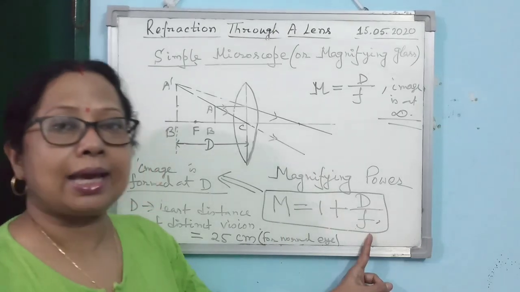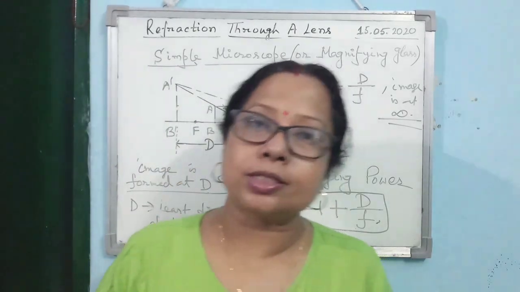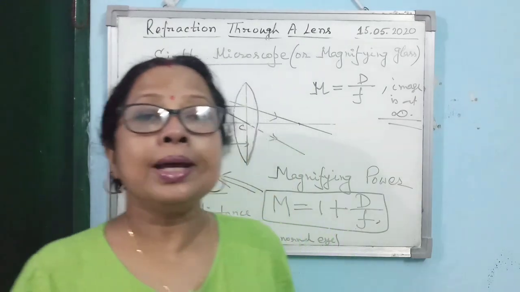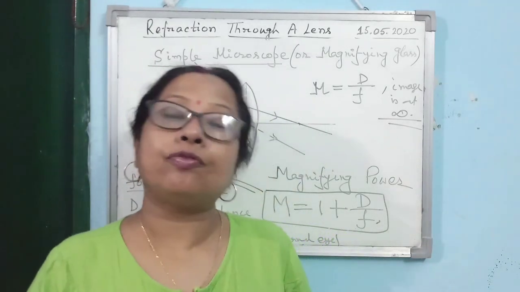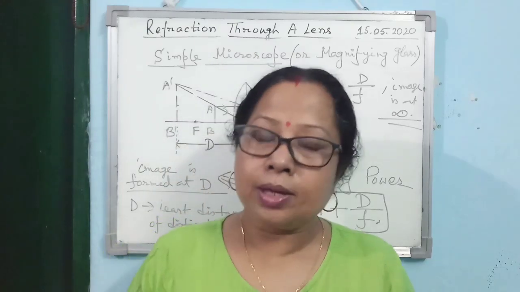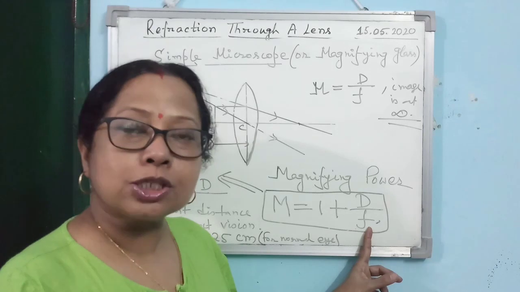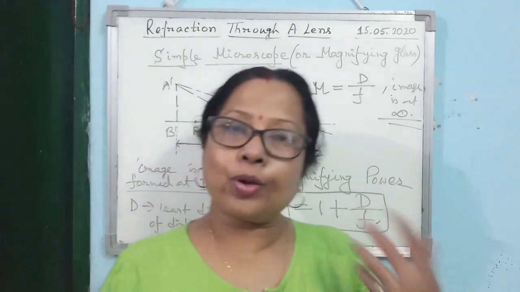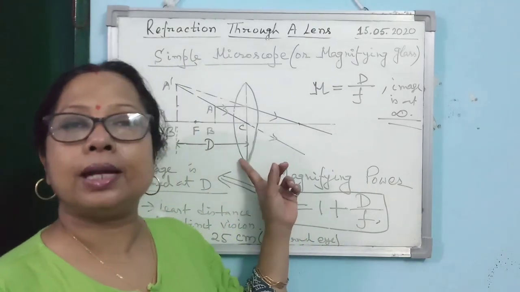By decreasing f. Is that clear? You may get this as a conceptual question in the board exam or in any competitive exam: how to increase the magnifying power of a simple microscope. Then what should be your answer? By taking a lens of smaller focal length. Or straight away you can write, by decreasing the focal length of the lens.